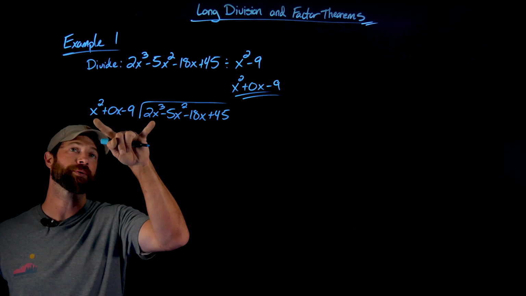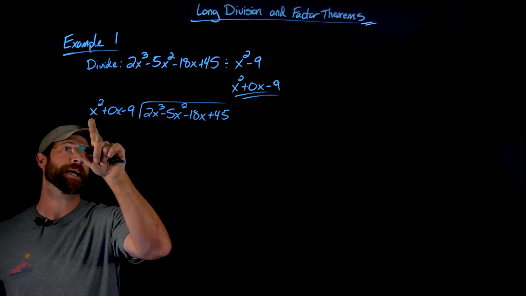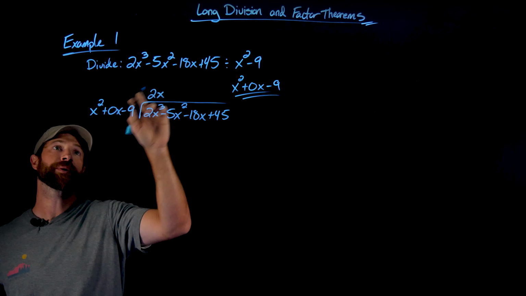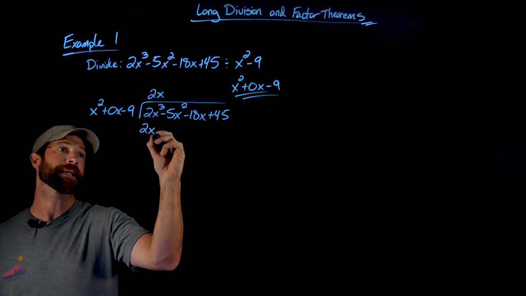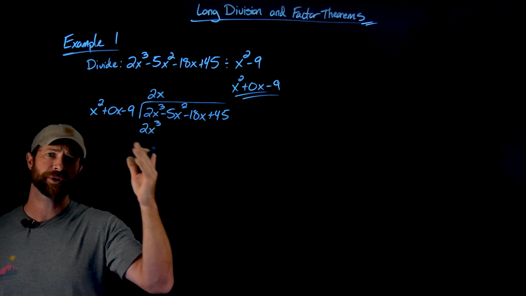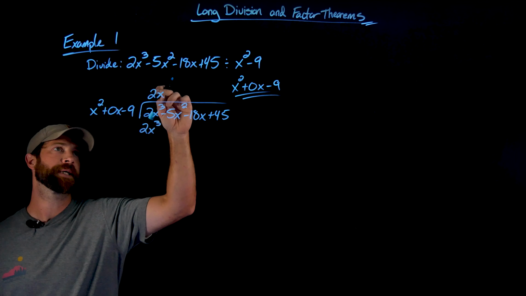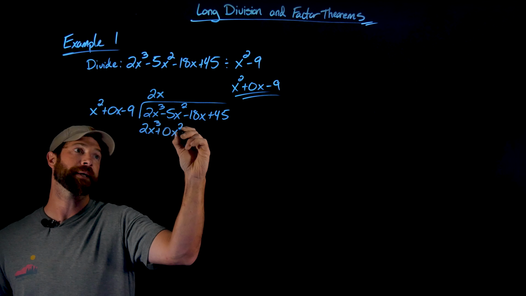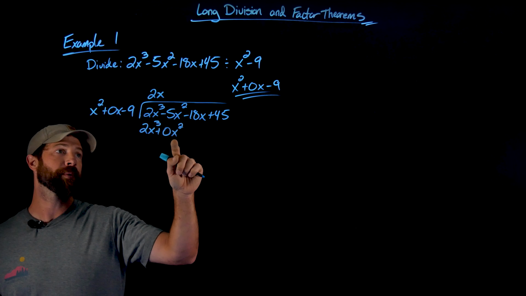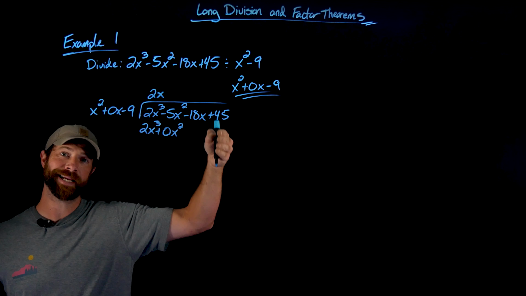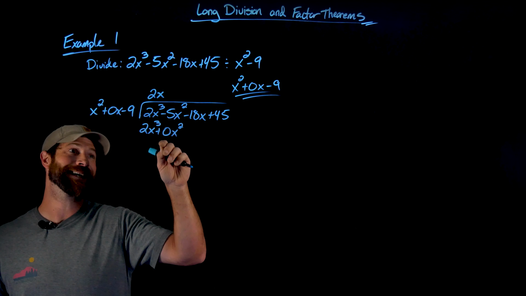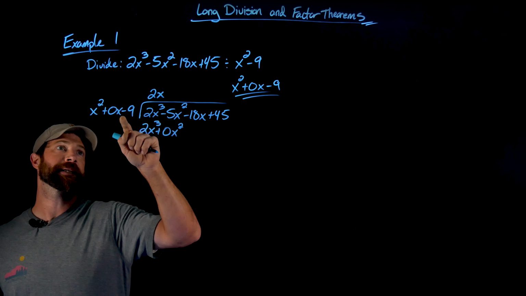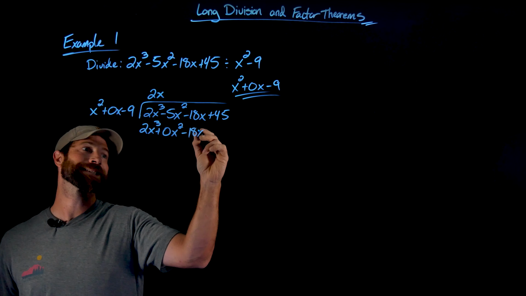Importantly, again, when I do this, I'm only focused on these lead terms. So what times x squared is 2x cubed? Well, that would just be 2x, because 2x times x squared is 2x cubed. And now dealing with this middle term, just to show you how we're going to use this to keep us organized, 2x times 0x, I'm going to write that as 0x squared. It's really just 0, but I want to keep this x squared to keep my like terms all organized and in line. So I think of this as 0x squared. And then 2x times the negative 9 is negative 18x.